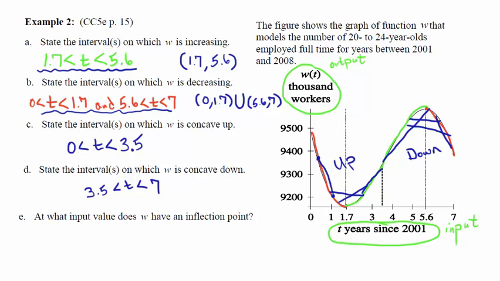Now we want to estimate at what input value we would have an inflection point. So this is an estimate, remember, and the spot where we switch from concave up to concave down is somewhere around here. So we're going to estimate that to be about, right? Do you understand my squiggly equal sign here? It means that's just an estimate. We don't know for sure. This is about 3.5 would be the input value.